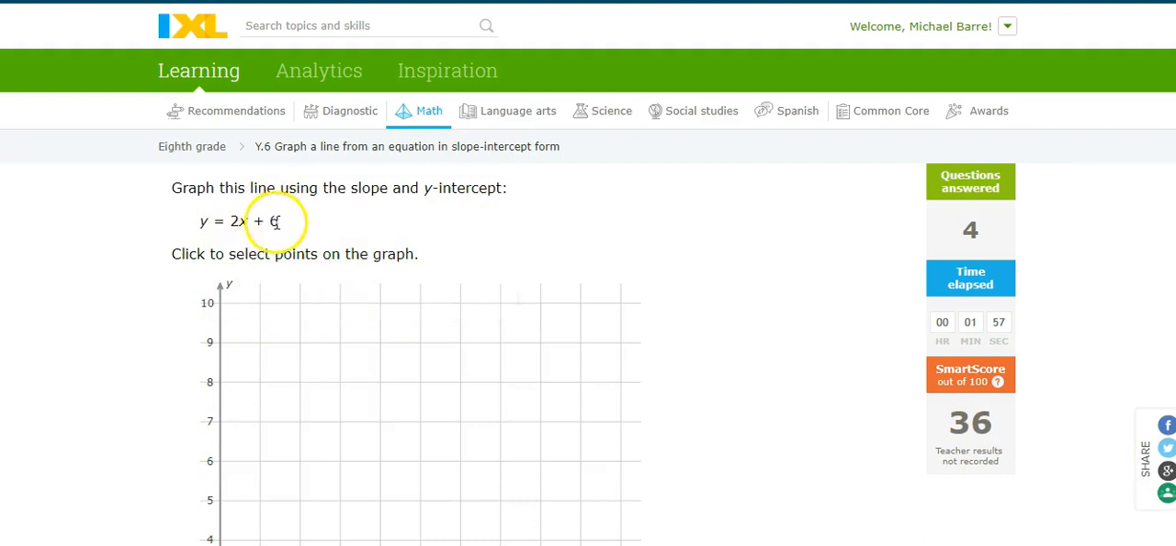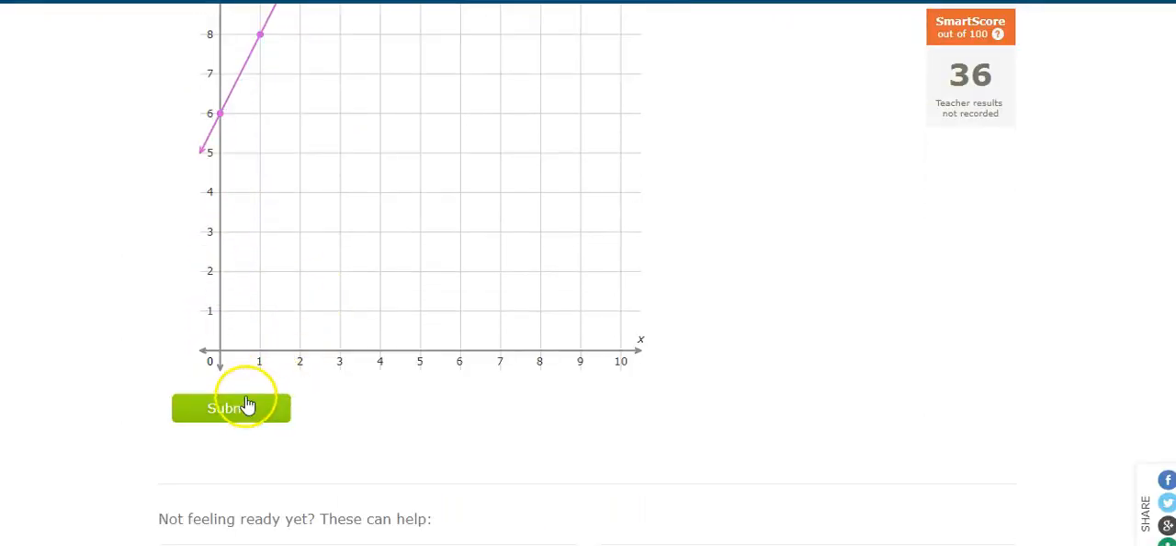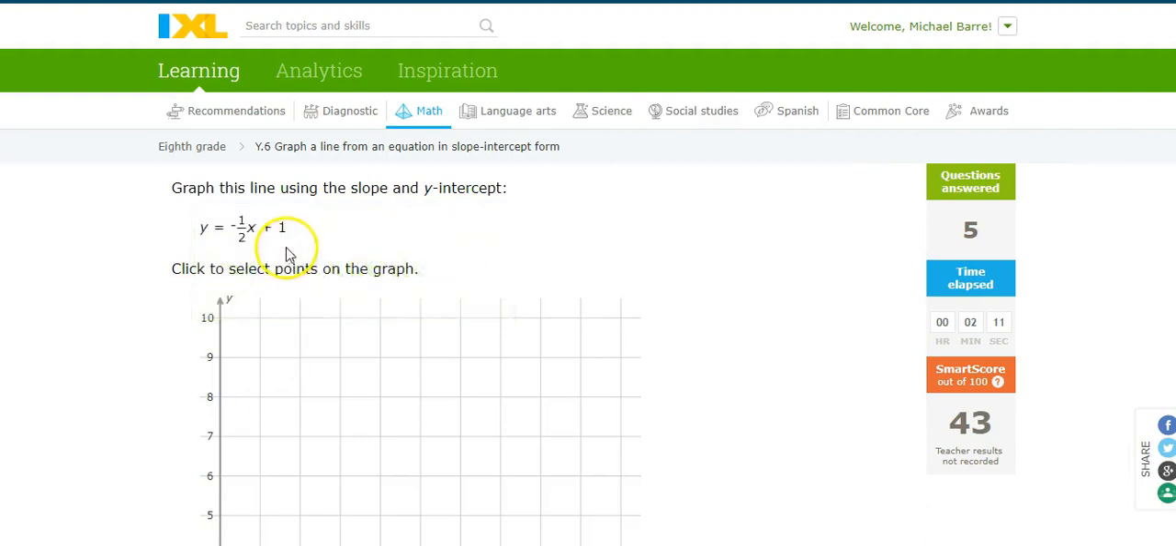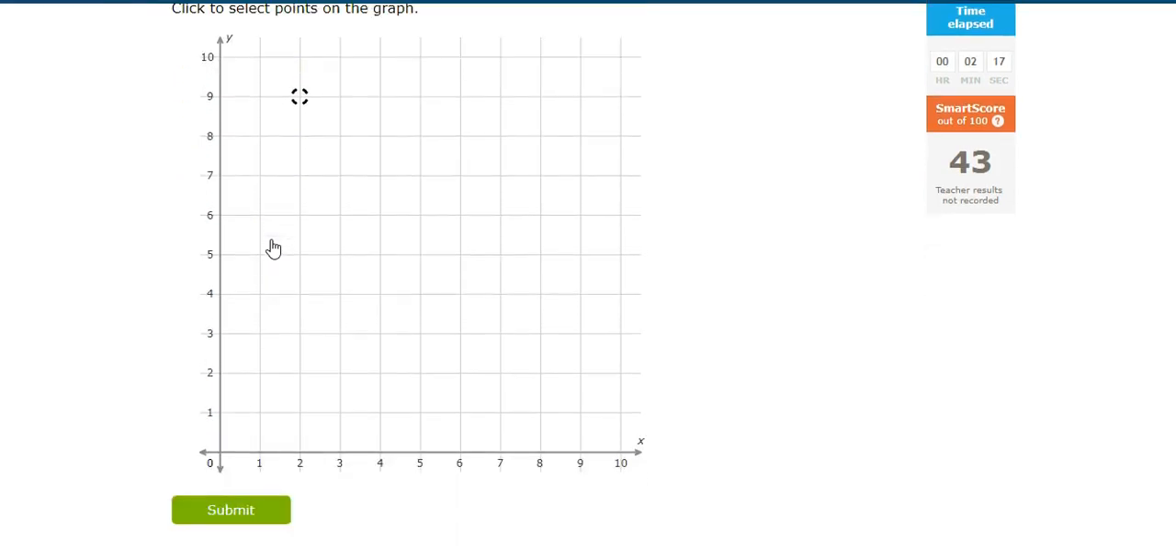He wants to start at 6, and then where does he want to go? He wants to go up 2 over 1. Start at 6, go up 2 over 1. He wants to start at 1, and then he wants to go down 1 over 2.